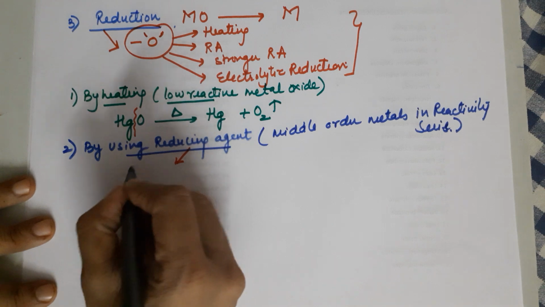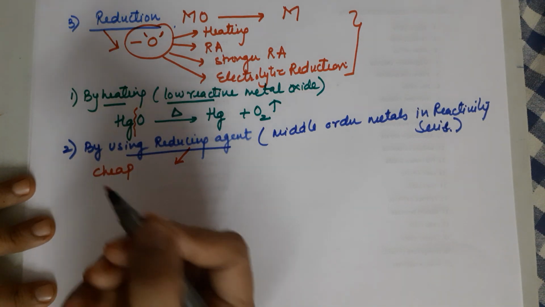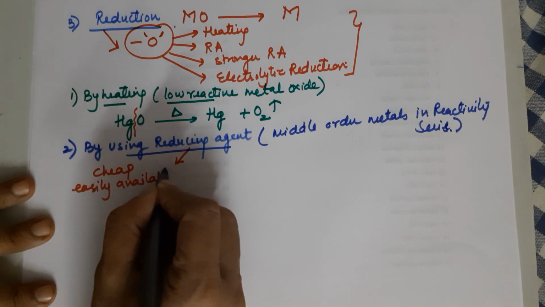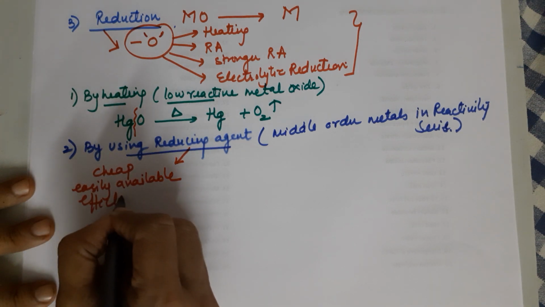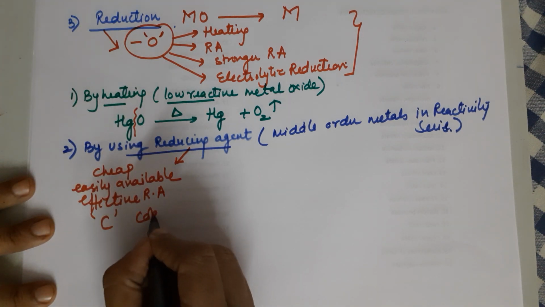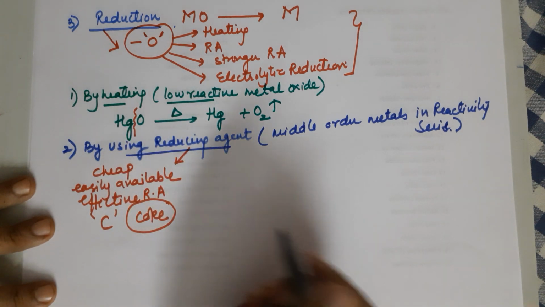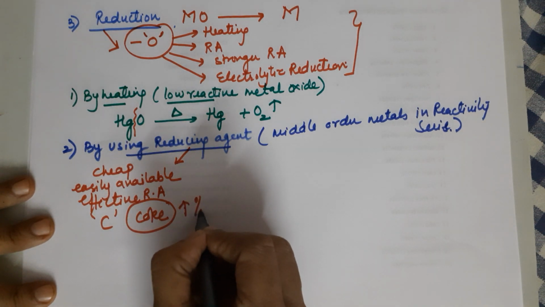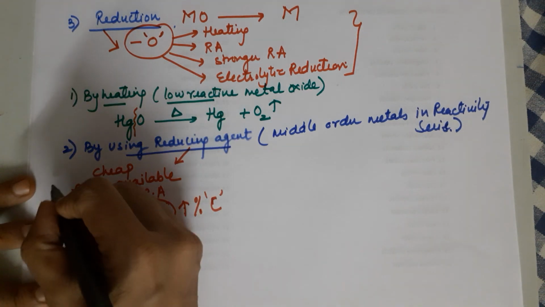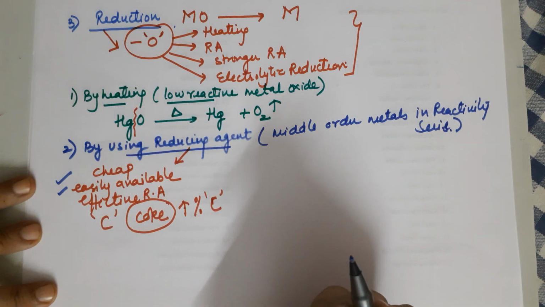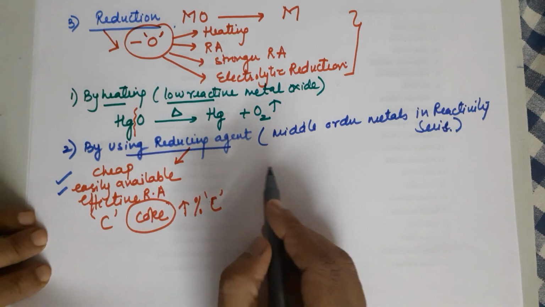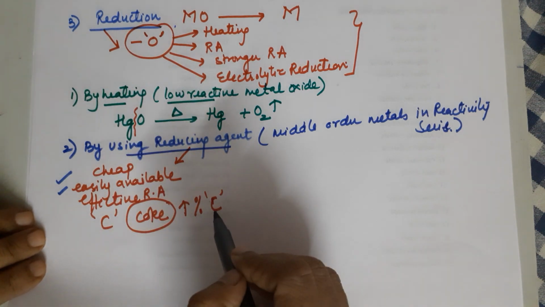The first choice is a cheap, easily available and effective reducing agent, and that is carbon in the form of coke. This coke has a higher percentage of carbon in it. That is why we use coke. We would advise this because it is cheap and this will reduce the cost of extraction. So ideally it is always advised that you use the reducing agent carbon in the form of coke.